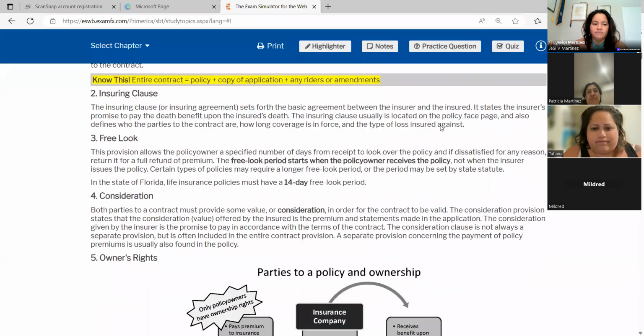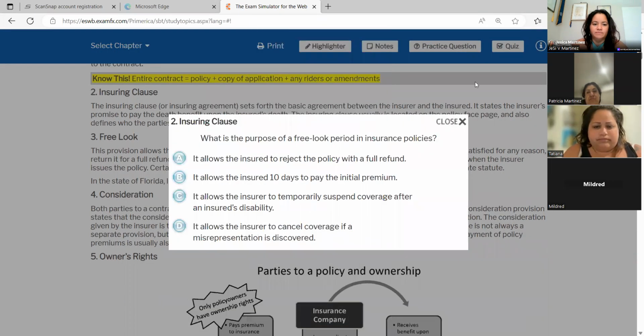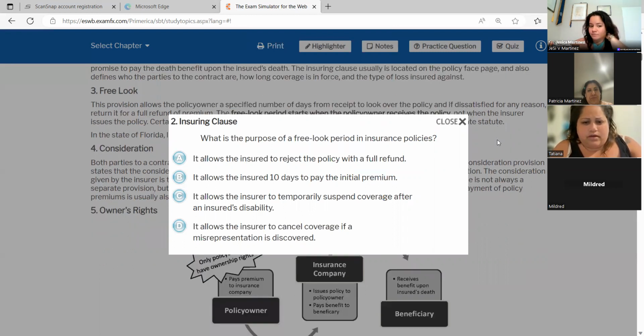This is the same question. What is the purpose of a free look period in an insurance policy? A. It allows the insured to reject the policy with a full refund. B. It allows the insured 10 days to pay the initial premium. C. It allows the insurer to temporarily suspend coverage after an insured's disability. D. It allows the insurer to cancel coverage if a misrepresentation is discovered. A.